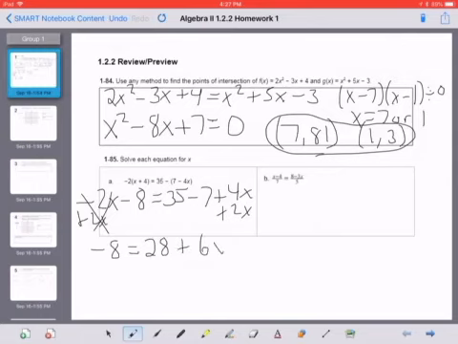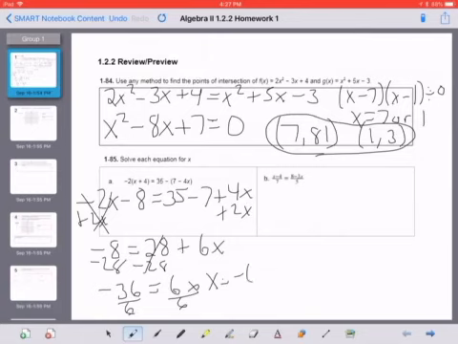plus 6x. Subtract 28 from both sides. So I get a negative 36 equals 6x divided by 6. So I'm going to get x equals negative 6.